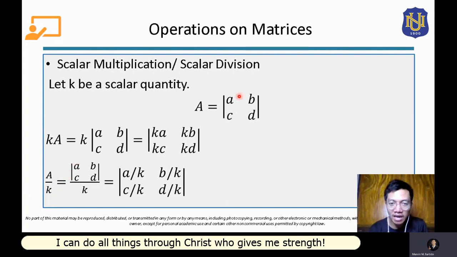So let's say this is matrix A, divided by the scalar quantity K. What we're going to do here is just divide every element by K. So this will be A over K, then B over K, then C over K, then D over K. So this will be the answer for this operation.